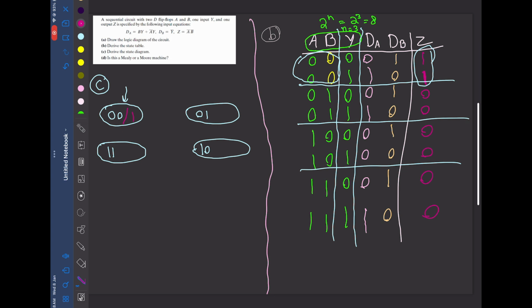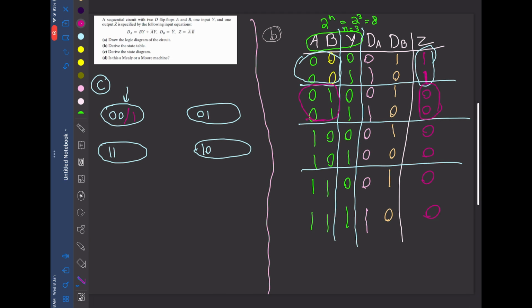In the case 01, the output is 0. I suggest you do the rest so you could make sure that you know them. Okay. Now we look at the 10. It's also 0, so we also put slash 0. And the 11 is also slash 0. Now we have done the outputs.